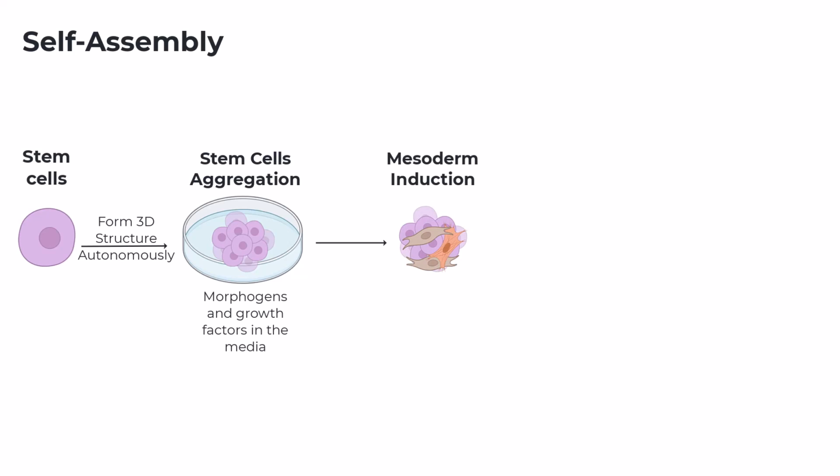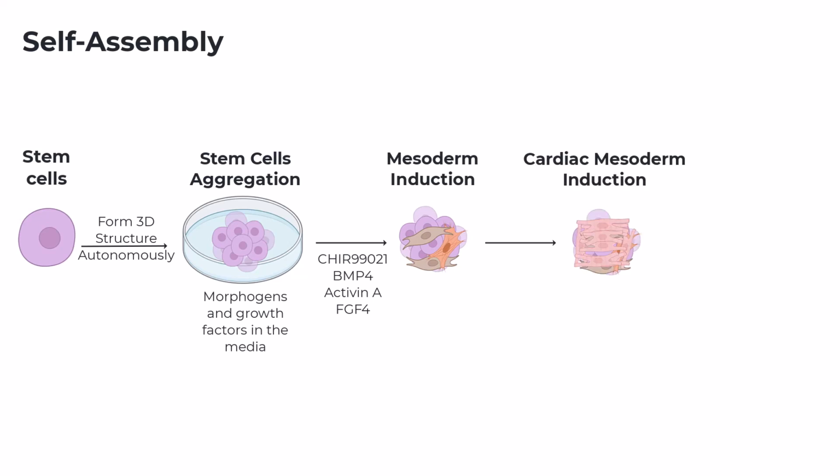These growth factors include CHIR99021, BMP4, activin A, and FGF4. Then other growth factors are added to induce cardiac mesoderm formation. These growth factors include C59, IWP2, L-ascorbic acid, phosphate, and VEGF-A.